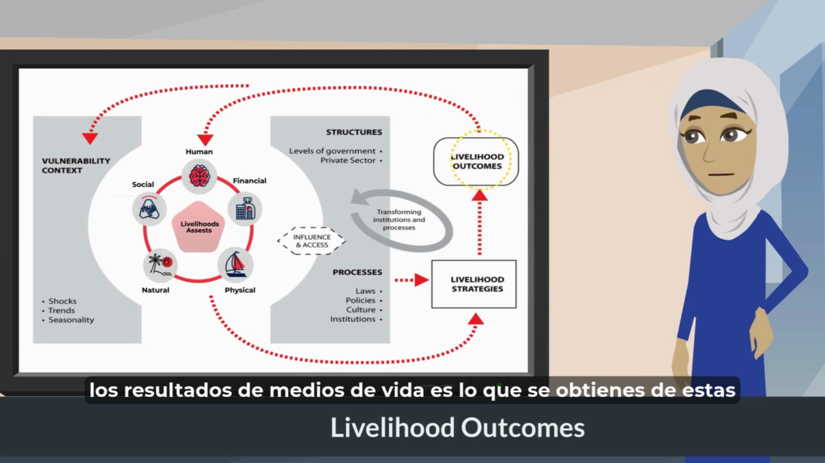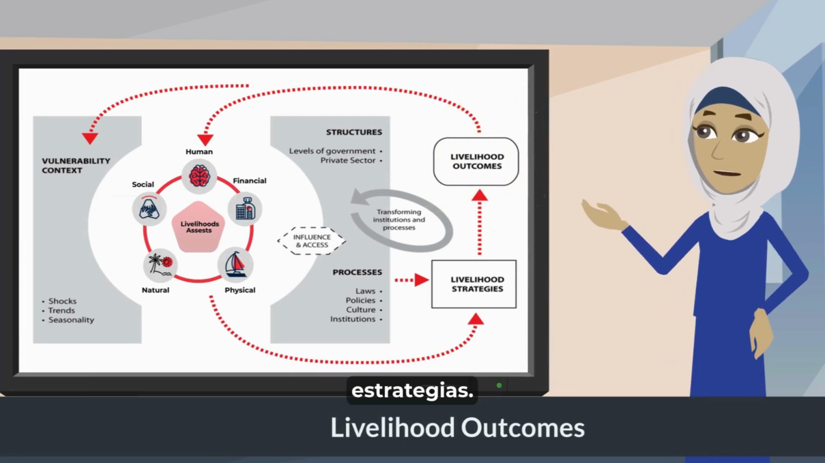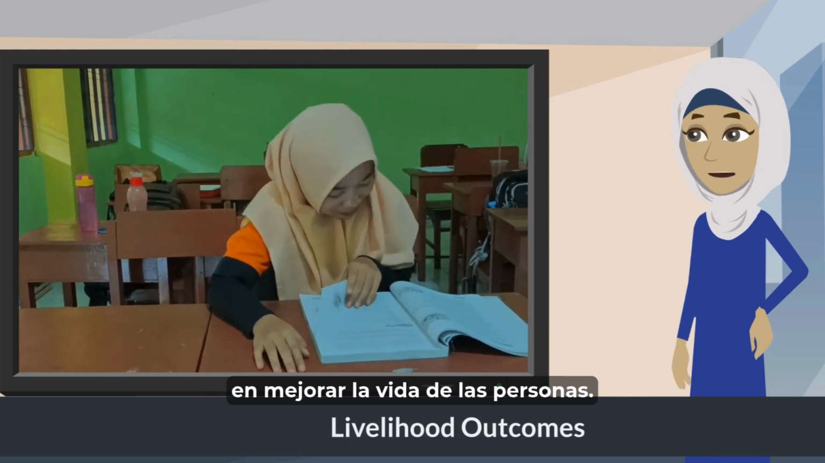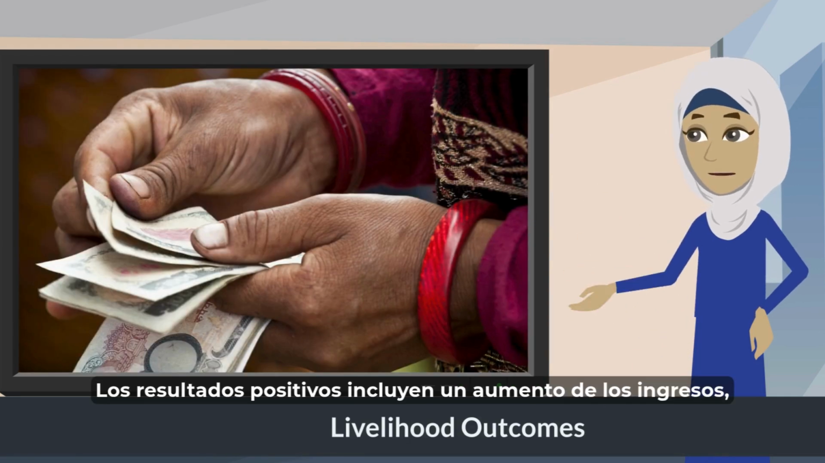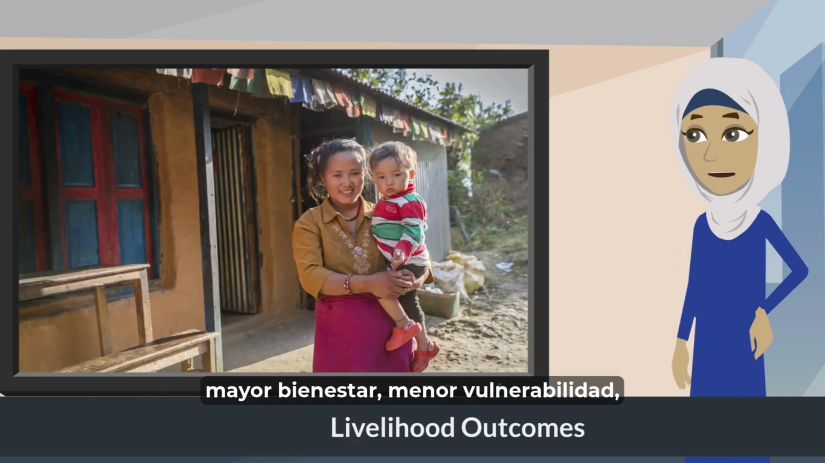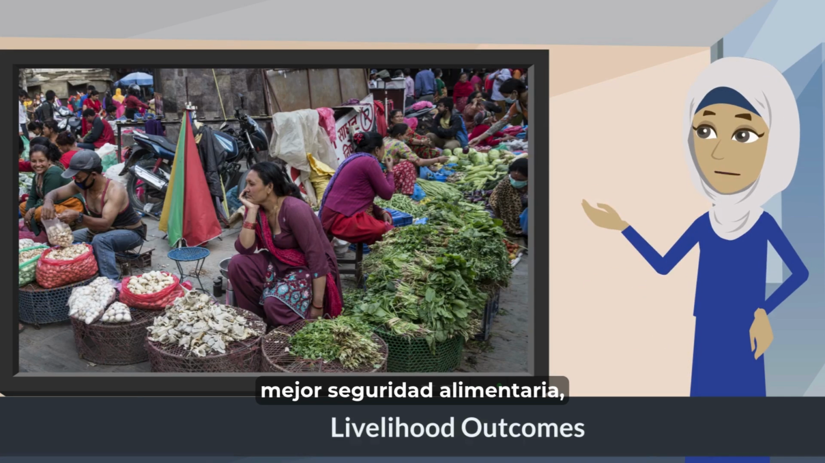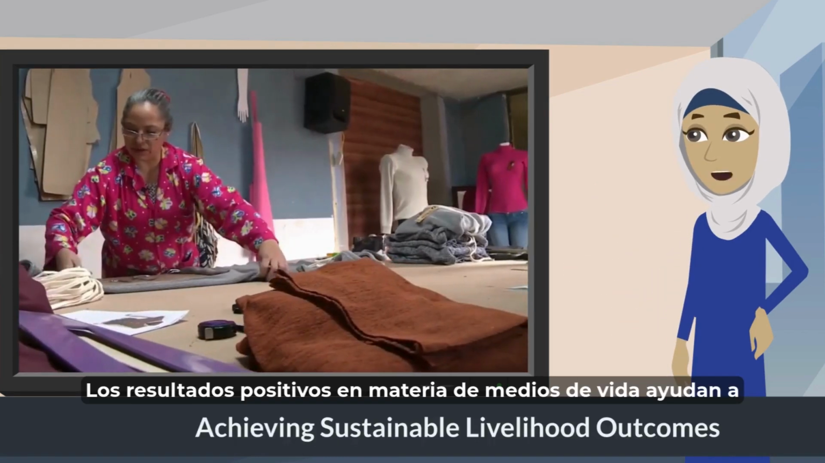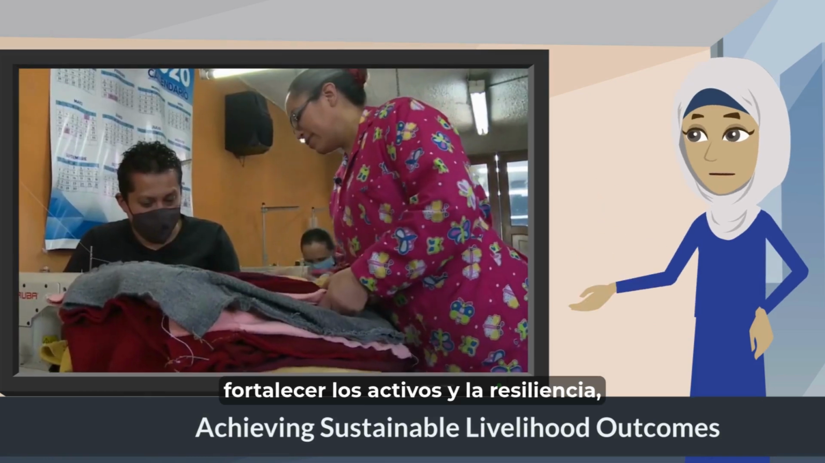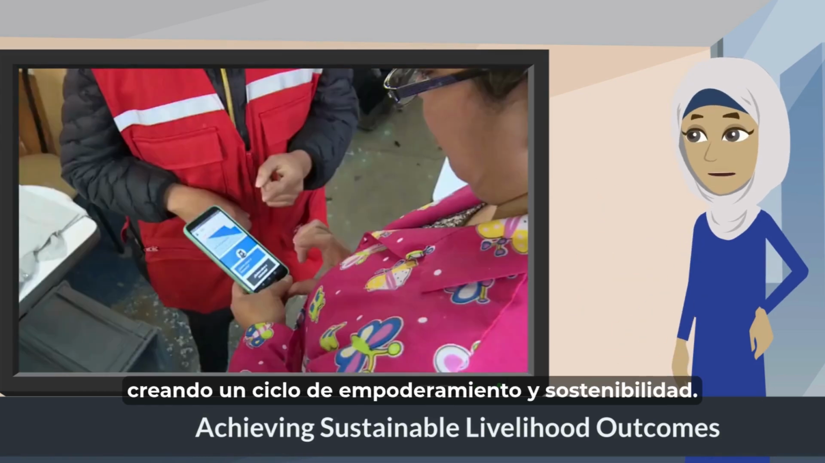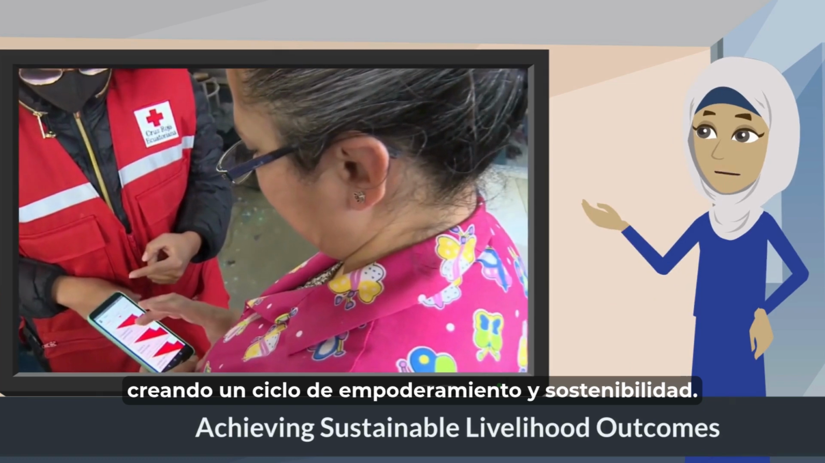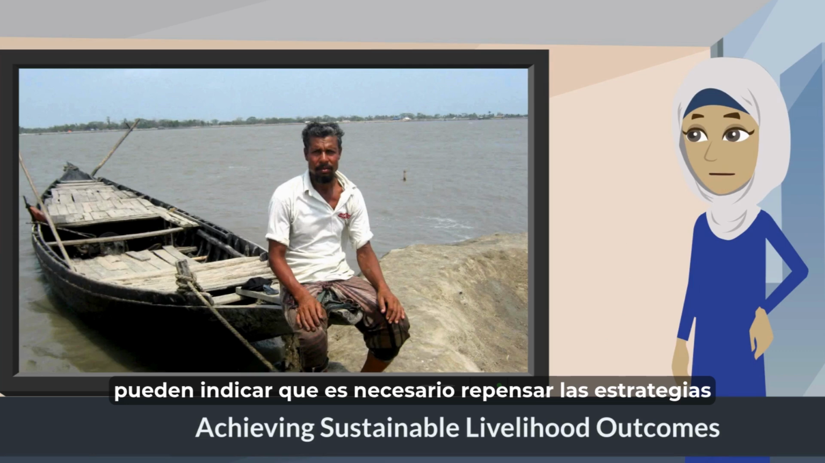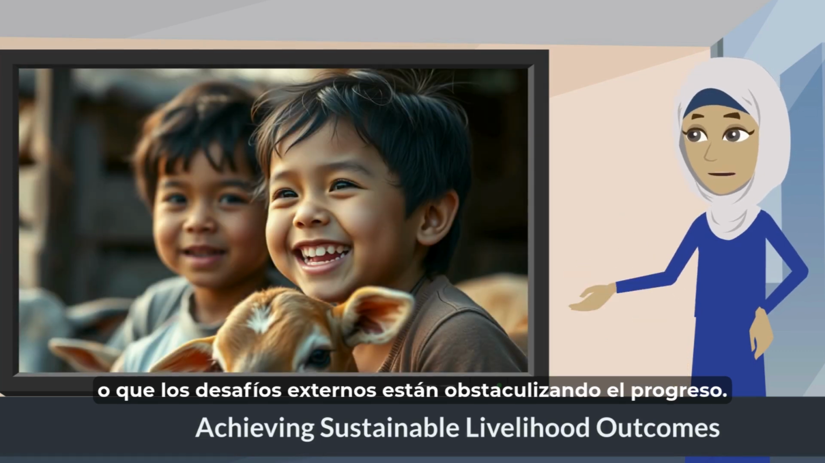Finally, livelihood outcomes are the results of these strategies. They reflect whether the strategies are effective in improving people's lives. Outcomes include increased income, improved well-being, reduced vulnerability, better food security, and more sustainable use of natural resources. Positive livelihood outcomes help to strengthen assets and resilience, creating a cycle of empowerment and sustainability. Poor outcomes, on the other hand, may indicate that the strategies need to be rethought or that external challenges are hindering progress.